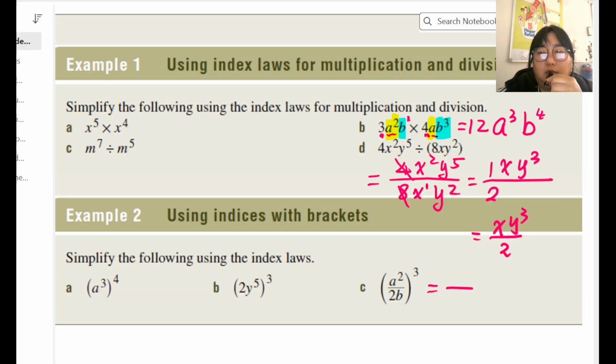Now we check question C. Question C uses the power to power law. So check the top, it's a to the power of 2, and outside is power 3, so a to the power of 6, 2 times 3 equals 6. And the bottom is 2 and b to the power of 3. Guys, check. Is this answer correct?